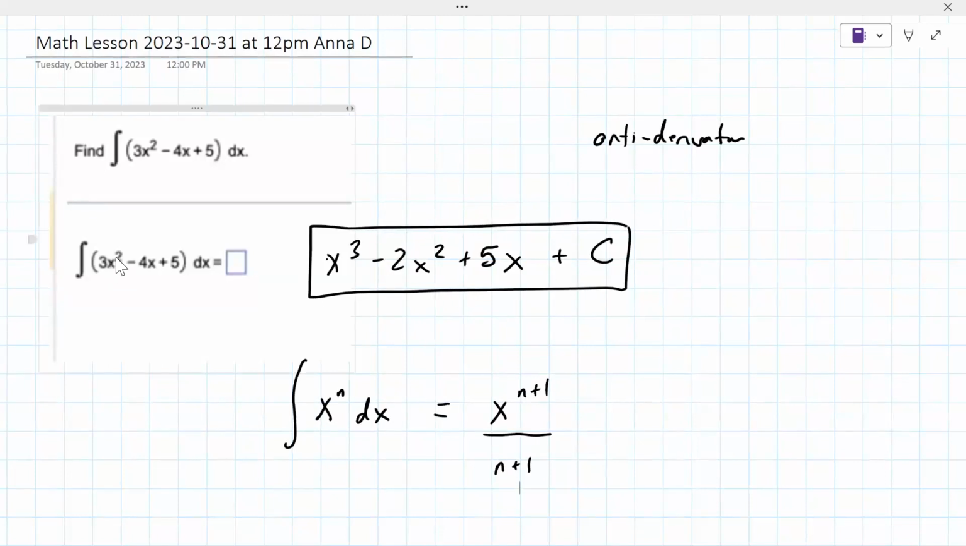So you can see here the x squared becomes x cubed. The constant comes with it, but you divide by the new exponent. So we'll see that in the next problem here. But this is the answer for number 1. And then I'll try to give more explanation for the next couple.